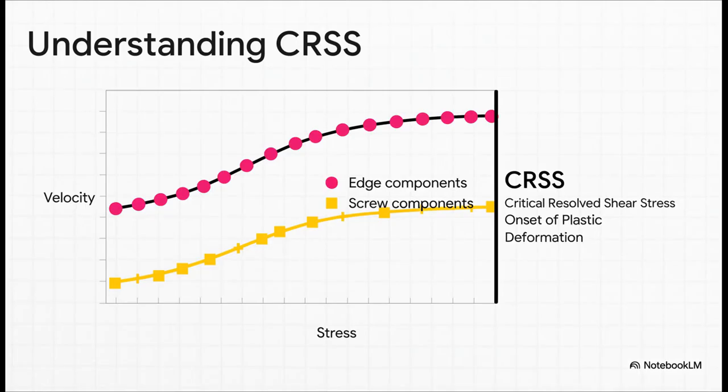Breaking this down a bit further, first off, edge components consistently outpace screw components at an equal stress level just before reaching that yield state. Secondly, that vertical wall represents the fundamental onset of plastic deformation. CRSS is literally the exact moment the macroscopic lattice surrenders and yields.